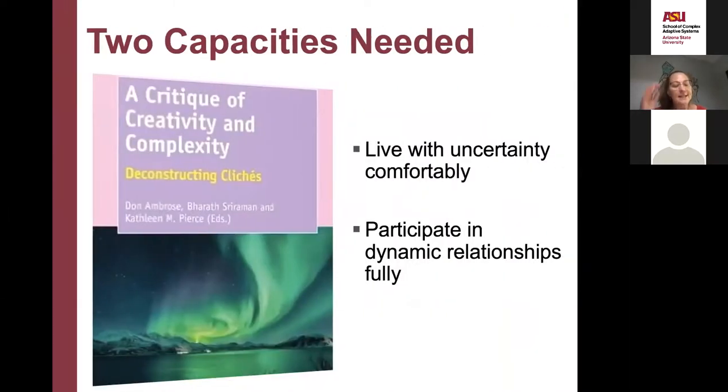So in essence, we suggest that two capacities are needed: the ability to live with uncertainty comfortably and the ability to participate in dynamic relationships fully. So children need to recognize, for instance, that their inability to predict the future and their parents' and their teachers' inability to predict the future springs in part from the nature of the world. Because we live in a creative world that's still unfolding, we're likely to experience uncertainty frequently.